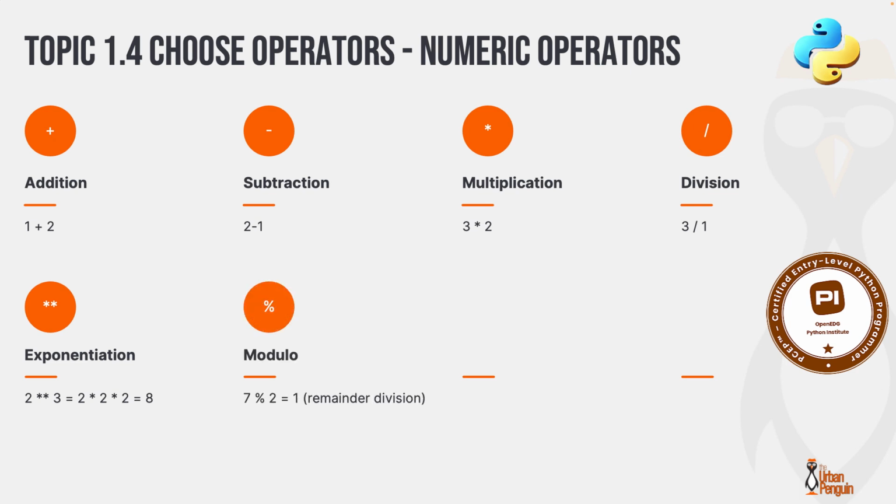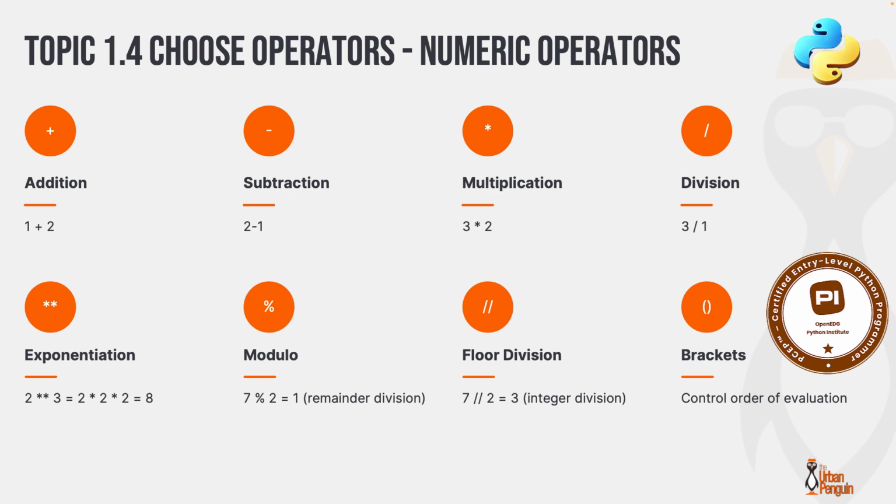We also have our modulo operator, which is remainder division. So 7 modulo 2, 7 divided by 2, gives us 3 remainder 1, so the answer is going to be 1. Almost the reverse of that is our floor division, the double slash. With this, 7 floor divided by 2 gives us 3, where we only take the whole number.